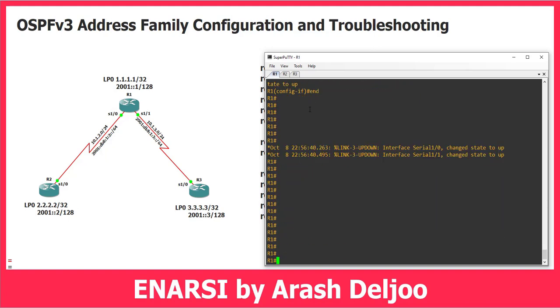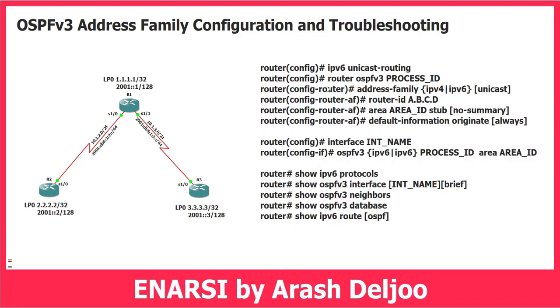Starting with show ipv6 protocols. Look at here. The first command is show ipv6 protocols. The second, show ospfv3 interface. Third, show ospfv3 neighbors, for example, and then show ospfv3 database. It is so easy. Let me show you the result of this configuration.